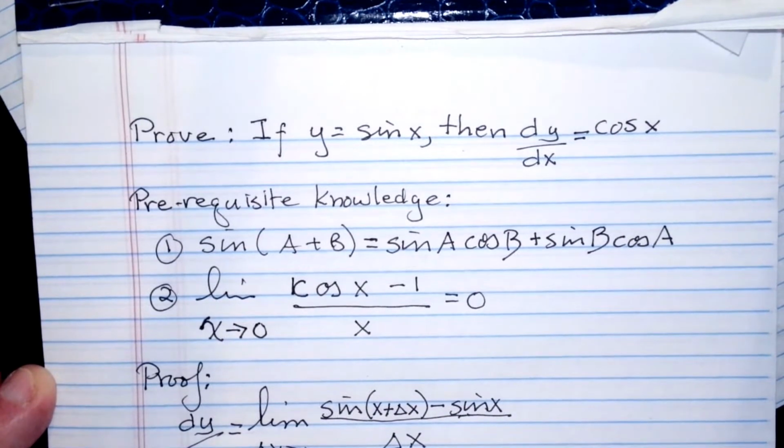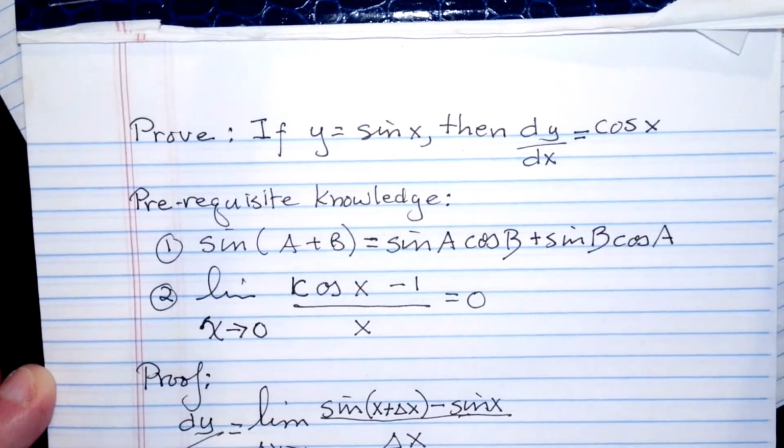Number two is a limit. The limit as x tends to 0 of (cosine x minus 1) over x equals 0. This is proven using a method similar to the way that we proved that the limit of sine x over x as x tends to 0 is 1. Anyway, here is the proof.